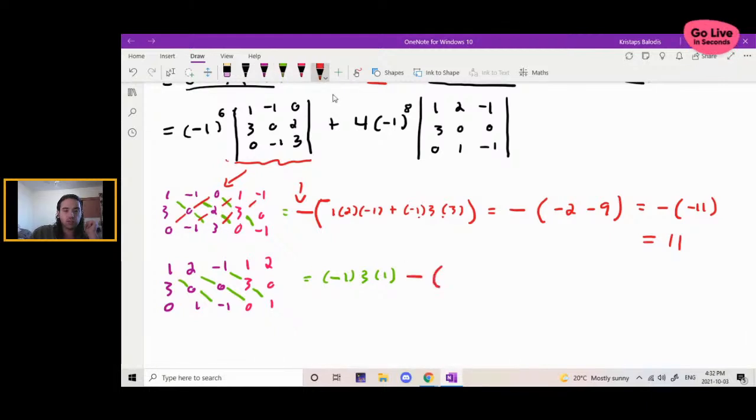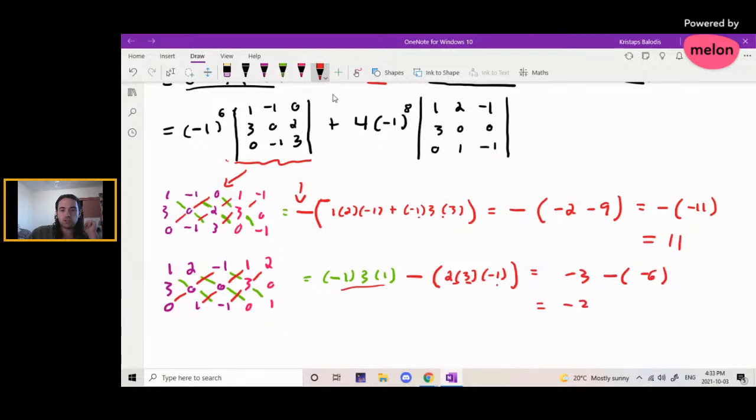Then minus, and I put a bracket here. Well, again, this downward diagonal has a 0. This downward diagonal has a 0. And then finally, I get a non-zero entry, which is 2 times 3 times minus 1. So simplifying this expression, this is minus 3 minus 2 times 3 is 6, minus 1 is minus 6. So this is negative 3 plus 6, which is positive 3.